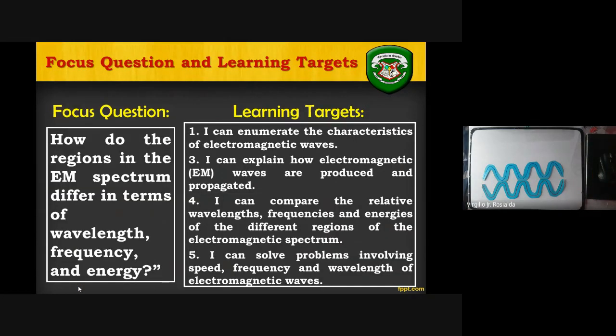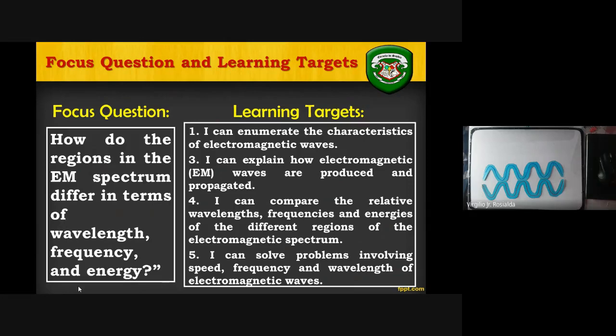So, in order for us to understand what electromagnetic waves are all about, we will enumerate the characteristics of electromagnetic waves in this lesson video. We will explain how electromagnetic waves are produced and propagated. The third one, we will compare the relative wavelengths, frequencies, and energies of the different regions of the electromagnetic spectrum. And the last one, we will solve problems involving speed, frequency, and wavelength of electromagnetic waves.